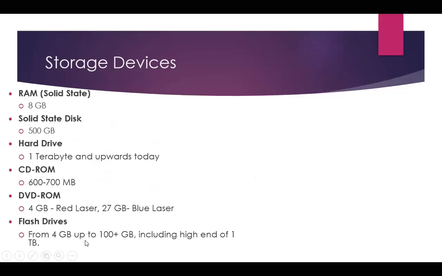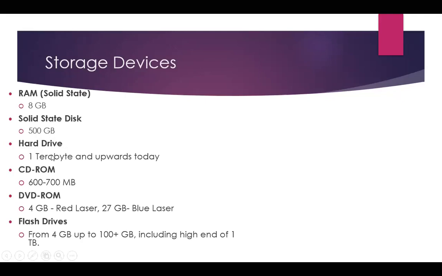These are the approximate capacities of storage devices. RAM, I told you that it is a volatile memory, random access memory. Nowadays, I know of up to 8 GB RAM, and soon it will be more. Then solid state disk, I told you about SSD. Nowadays, the latest systems are coming with SSD, and there is no HDD in them. The SSD which I know of is up to 500 GB.